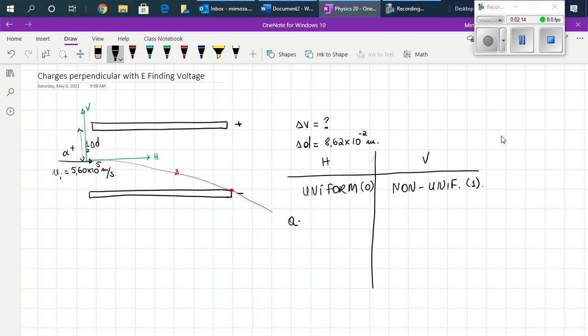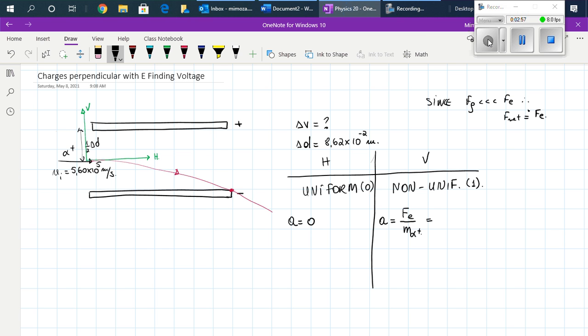Having a uniform motion means that acceleration is equal to 0. Having a non-uniform motion means that you have an acceleration. And based on the second law of Newton, acceleration will be net force over mass. However, since the force of gravity is way smaller than the electric force, we can say that net force is almost equal to the electric force for what we are doing here in high school. So this will be electric force.